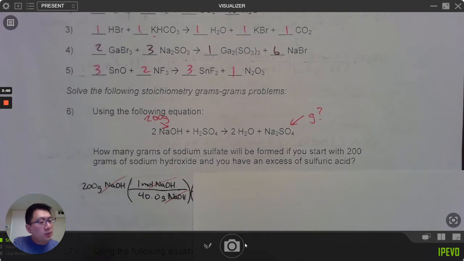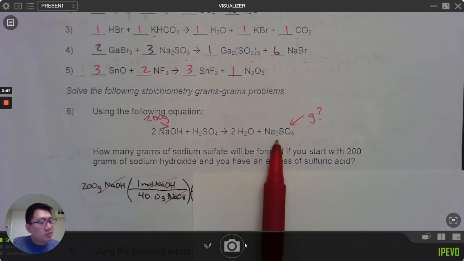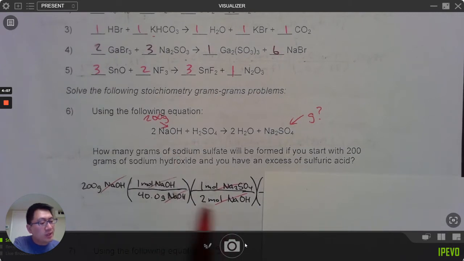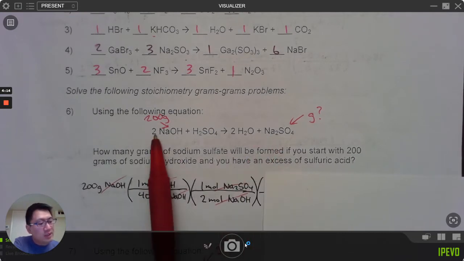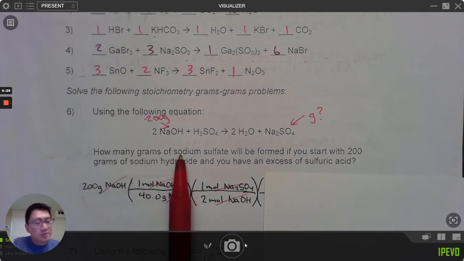Then I know the ratio of sodium sulfate to sodium hydroxide is 1 to 2, or sodium hydroxide to sodium sulfate is 2 to 1. I'm going to say it's 1 mole of sodium sulfate to 2 moles of sodium hydroxide. I put the 2 moles of sodium hydroxide in the denominator so it will cancel out. It produces 1 mole of sodium sulfate. Again, the coefficients 1 and 2, that's where they come in. Then you would have moles of sodium sulfate, though the question doesn't ask how many moles. The question is how many grams of sodium sulfate.